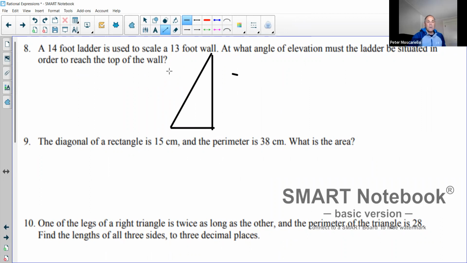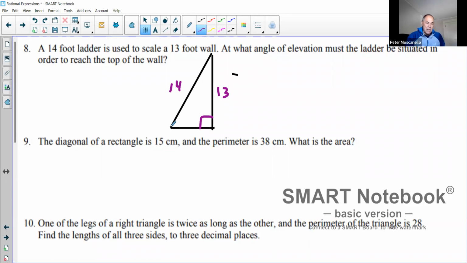Okay, so it's a 14-foot ladder. Which of these is the ladder? Well, this is the ladder here. Used to scale a 13-foot wall. Well, it would make sense that this wall height is shorter than the ladder because the ladder is the hypotenuse, isn't it? At what angle of elevation must the ladder be situated?